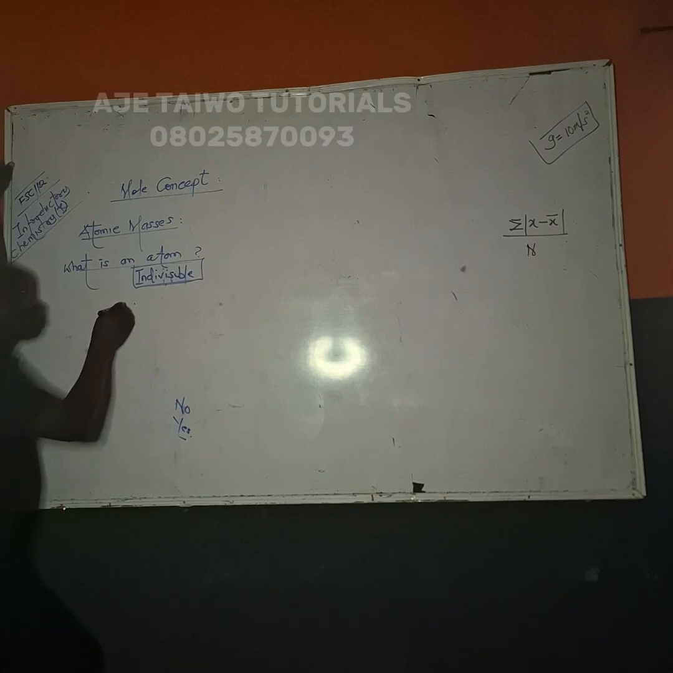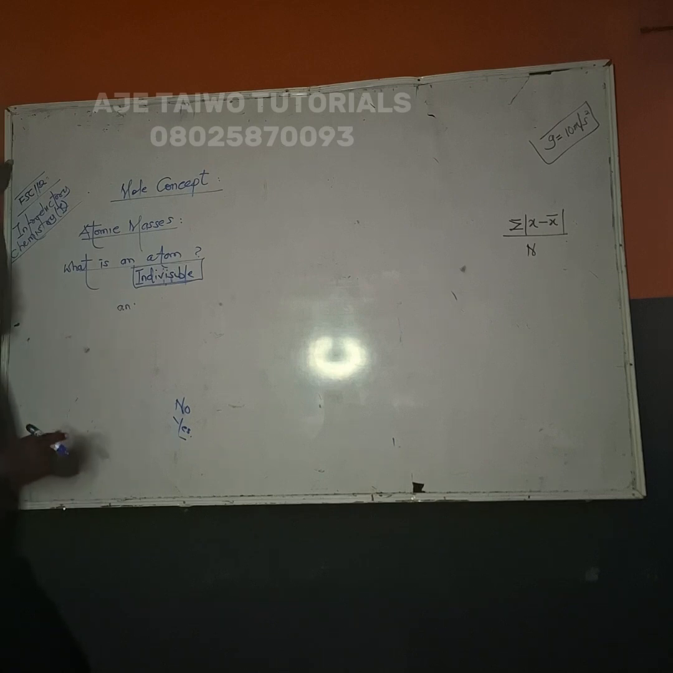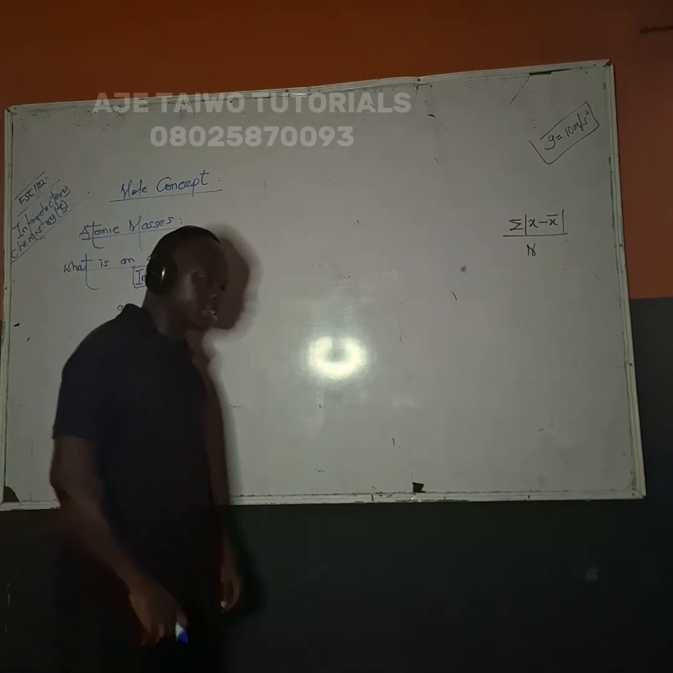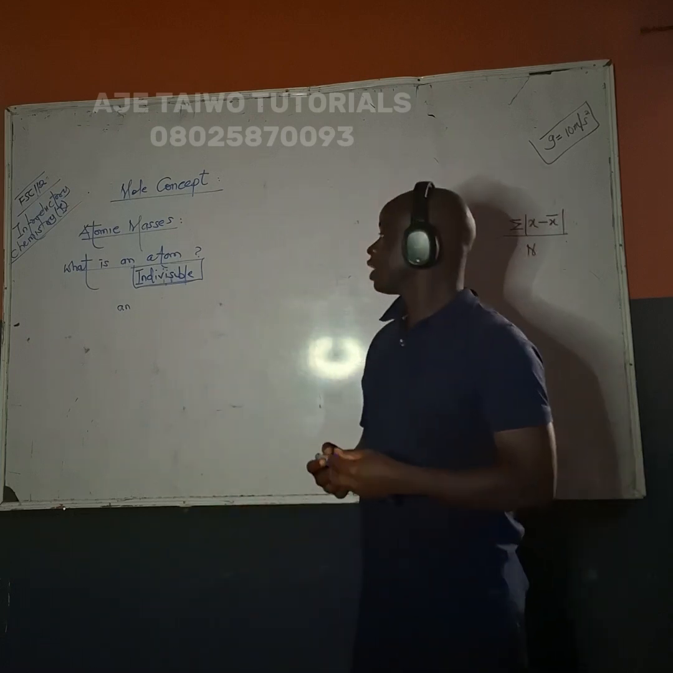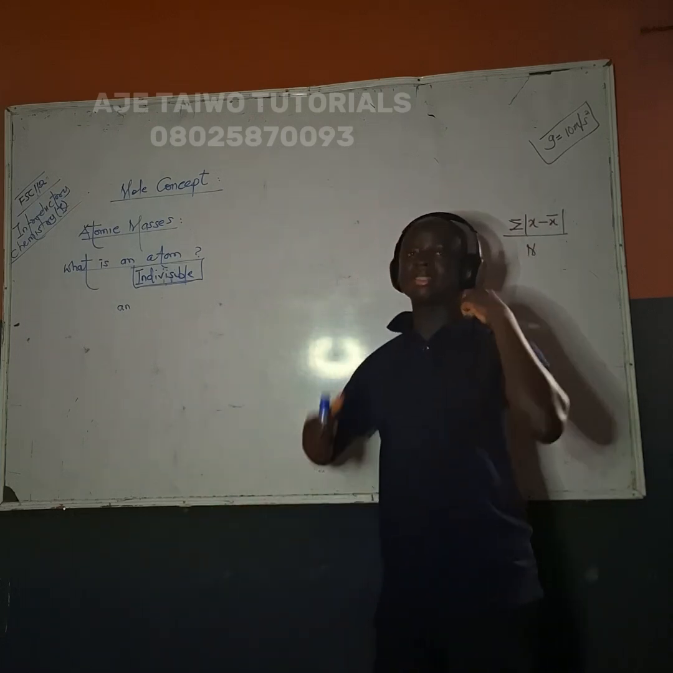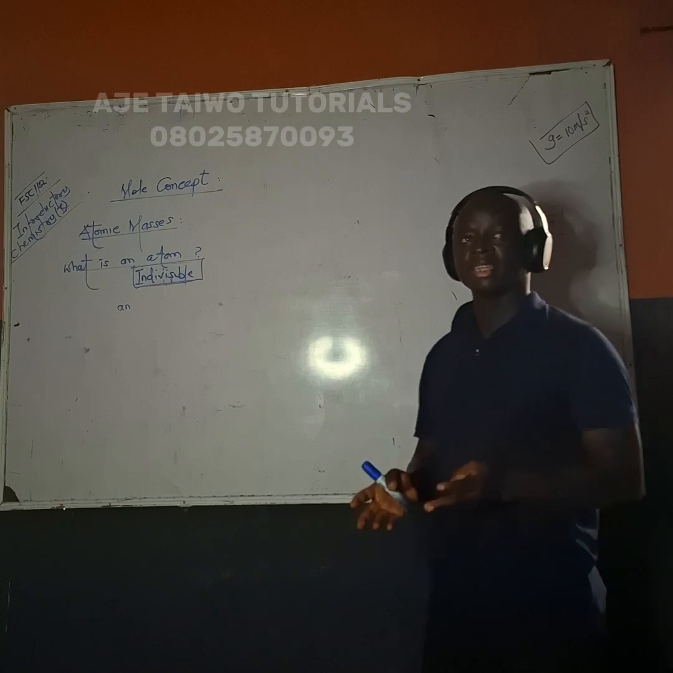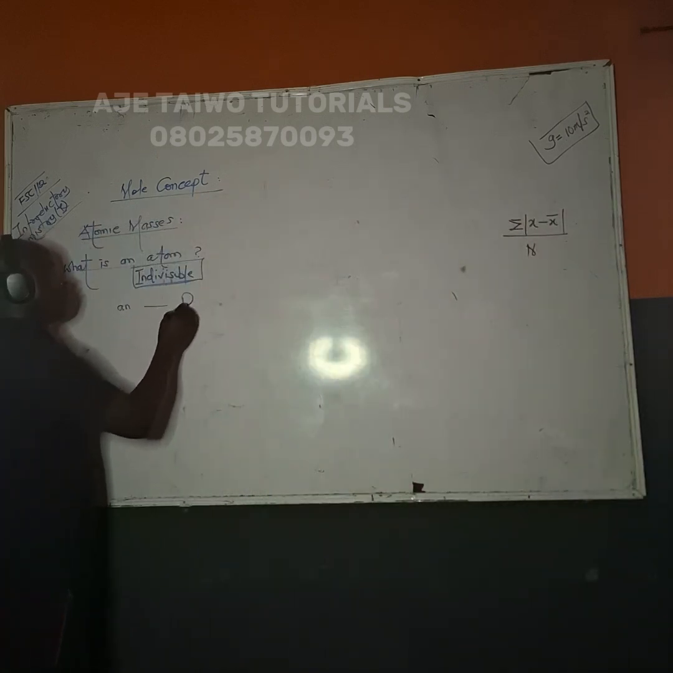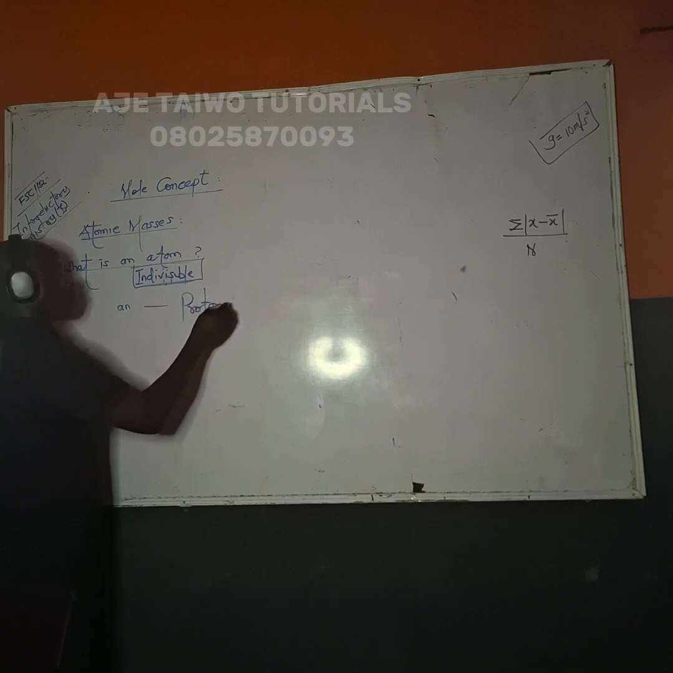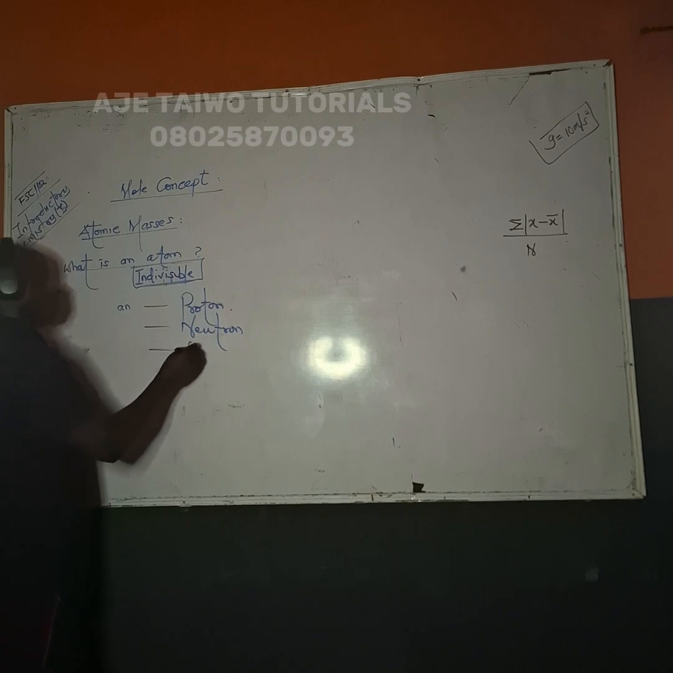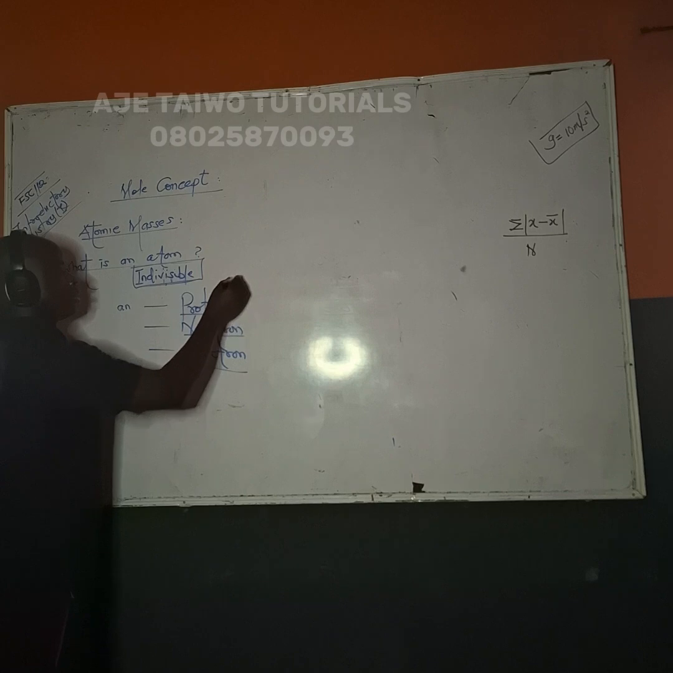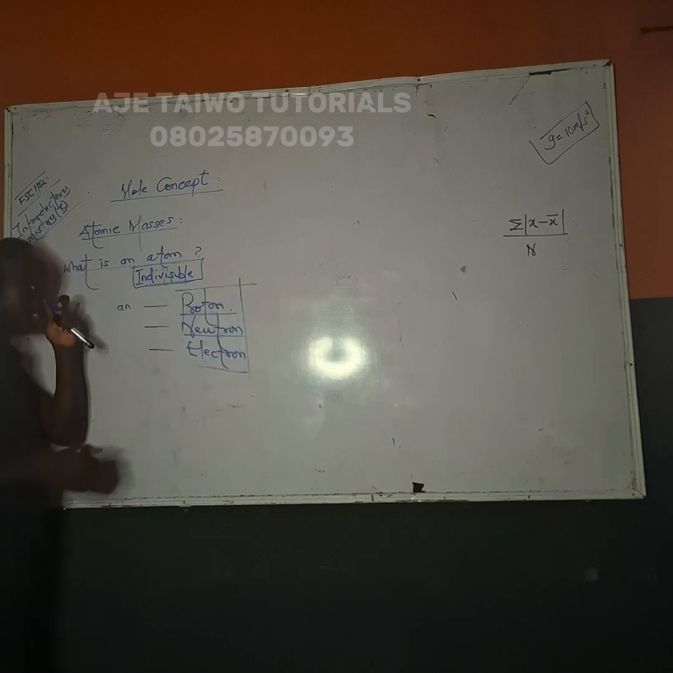Good. An atom is the smallest part of an element which can be divided. It can be subdivided into what? Into three main subparticles: proton, neutron, and electron.